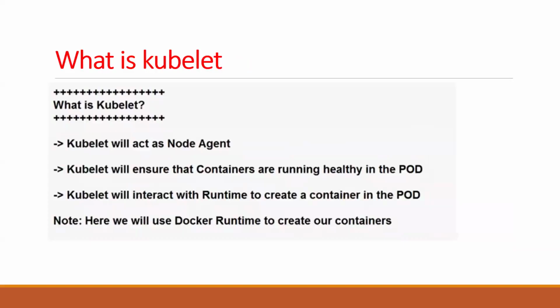Okay. So what is a kubelet? Kubelet will act as a node agent, the same as a Nagios agent. NRPE is the Nagios agent that communicates with the Nagios server and checks the services and servers. It is the same with the kubelet. Kubelet will ensure that the containers are running healthy in the pod.